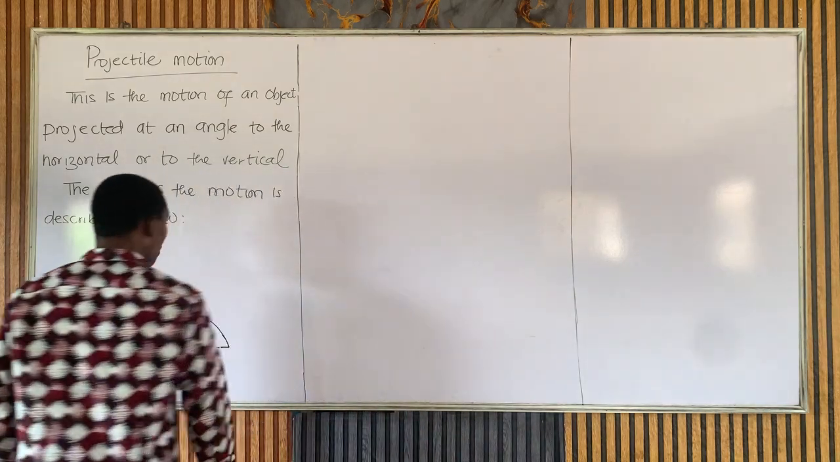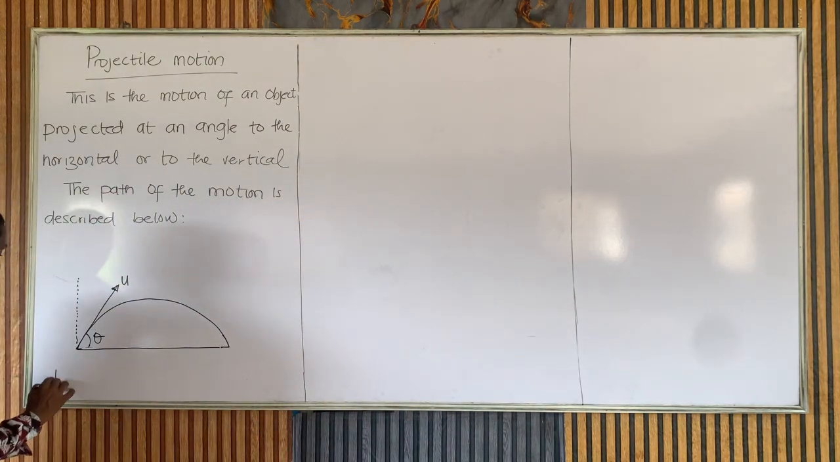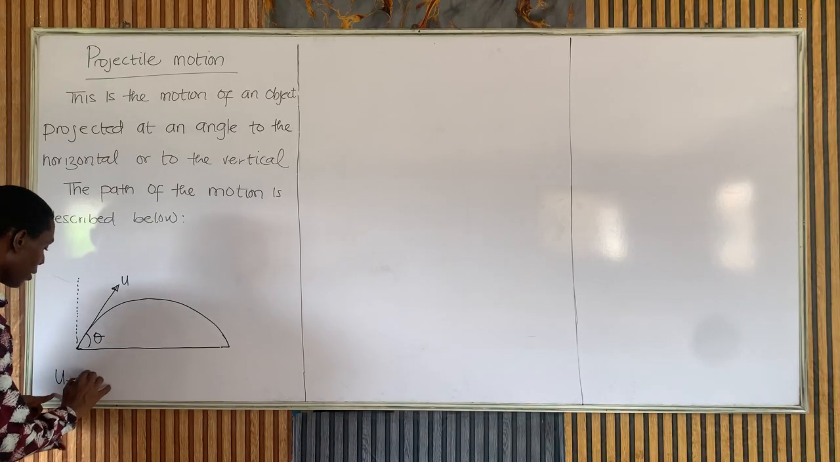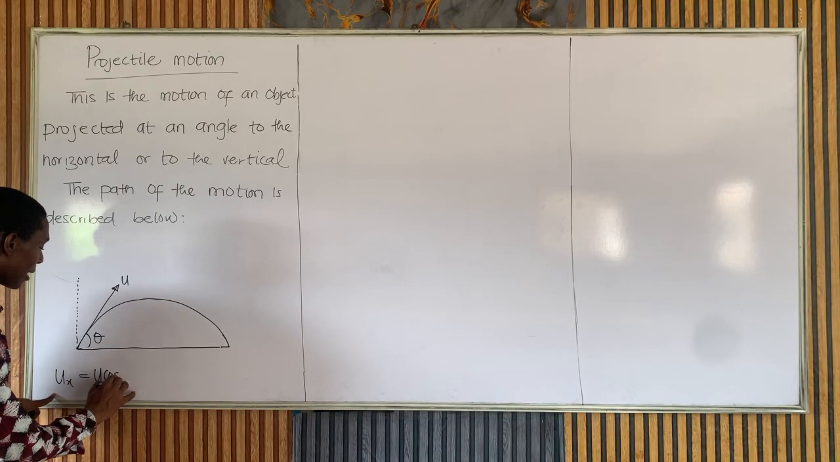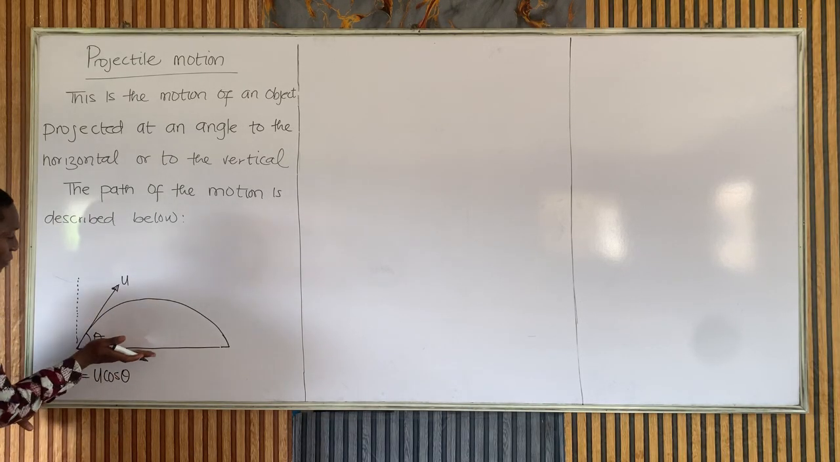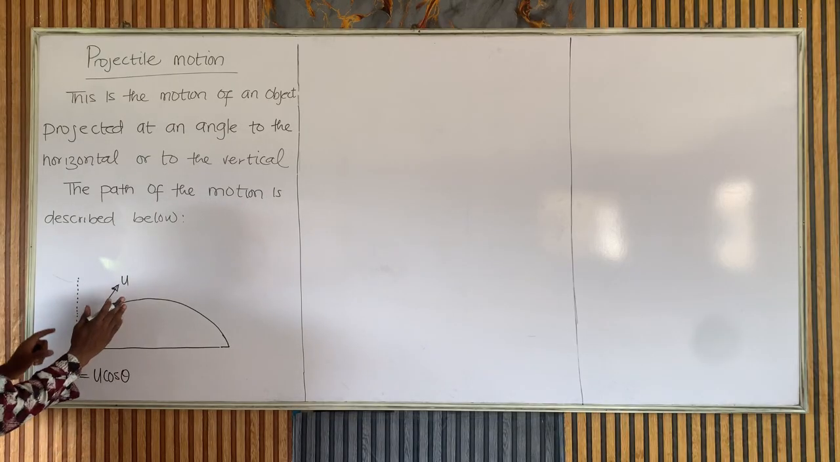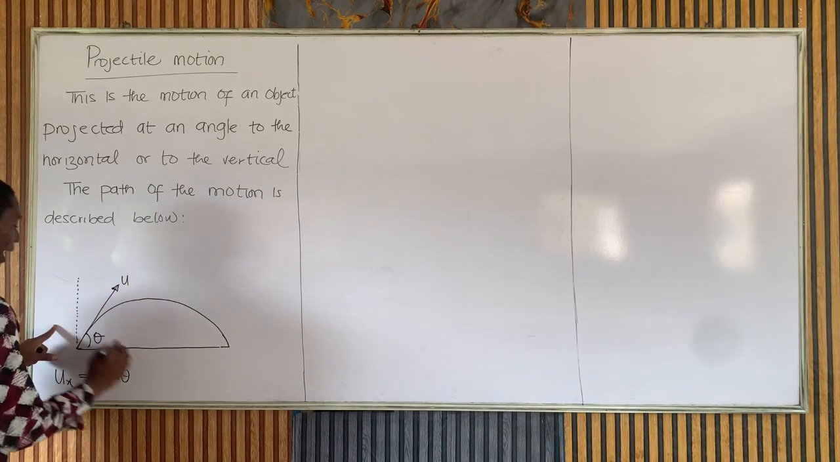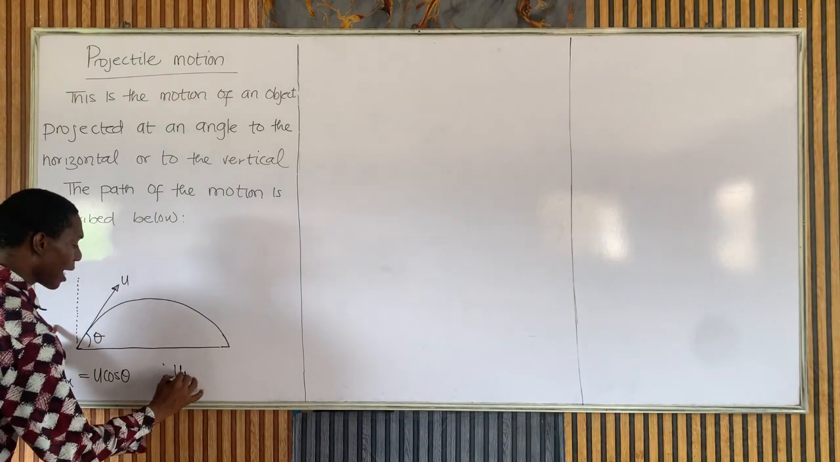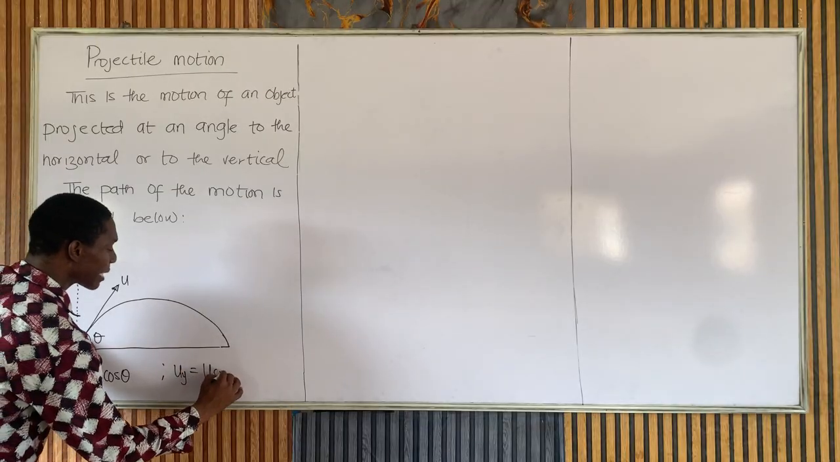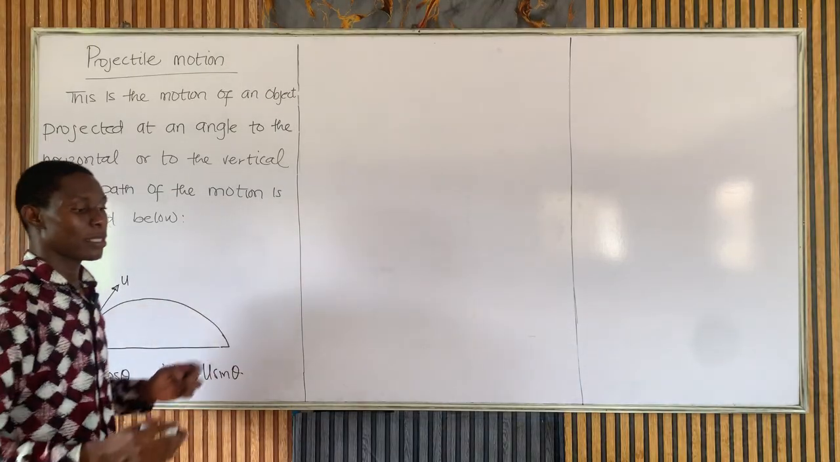And so it is very, very important to resolve this velocity into a horizontal component and a vertical component. If you do that, we have that ux, the component of velocity along the x direction, is going to be u cos theta, resolving along the horizontal. And resolved towards the vertical, it's going to be uy, and that is u sin theta.